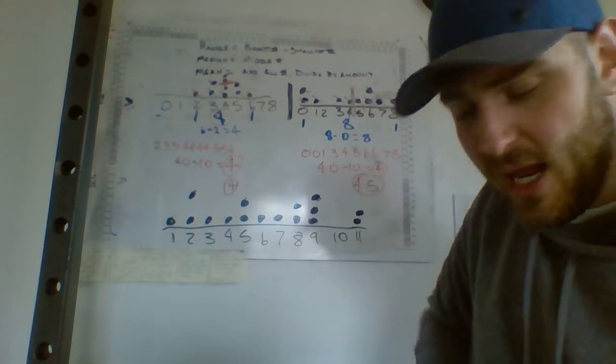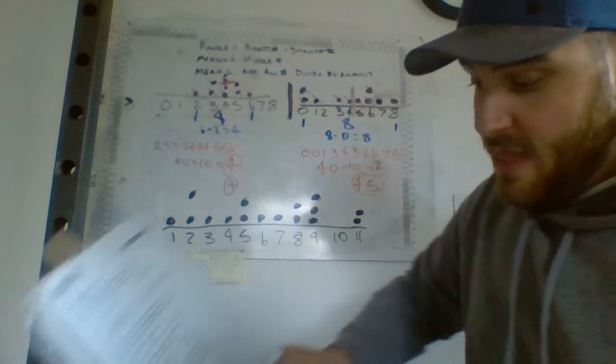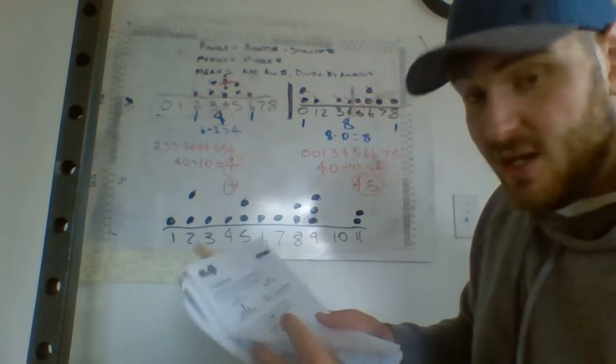So that's mean, median, and range. And that is all of page 339. You're welcome.